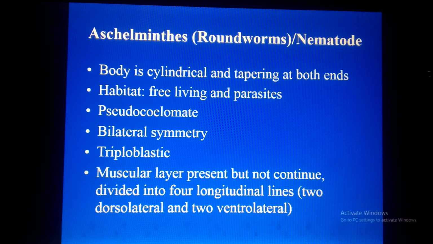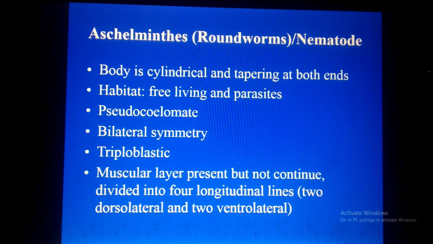pseudocoelomate. Like the early ones, porifera, then cnidarians, and then Platyhelminthes, they are acoelomate. But in the Aschelminthes roundworm, there is some sort of development of the coelom, but that is false. Pseudo means false. Coelomate is the word from coelom, meaning cavity. Pseudocoelomate, false cavity. These organisms have a false cavity, so that's why they are known as pseudocoelomate.